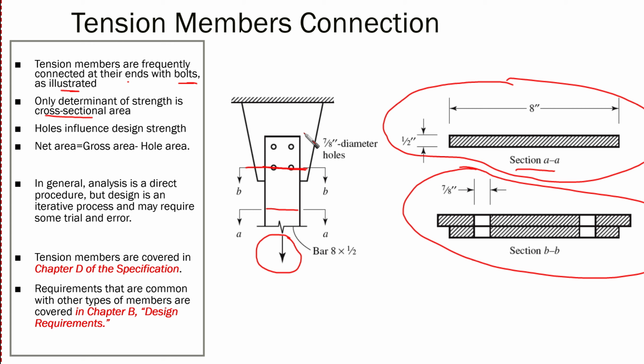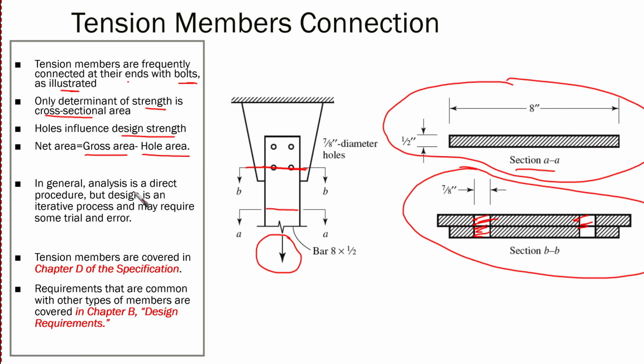Here, for the steel, it is very easy and straightforward for us. I mean that for tension members, it is easy and straightforward. Only the tensile force is going to be applied. Tensile stresses are going to be the main straining actions. At the same time, the cross-sectional area, whether it is the gross area, net area, or effective area, is going to be the only determinant for the strength of the member. Holes influence design strengths, of course, because as we said, we have the net area here, which is the gross area minus the hole areas.